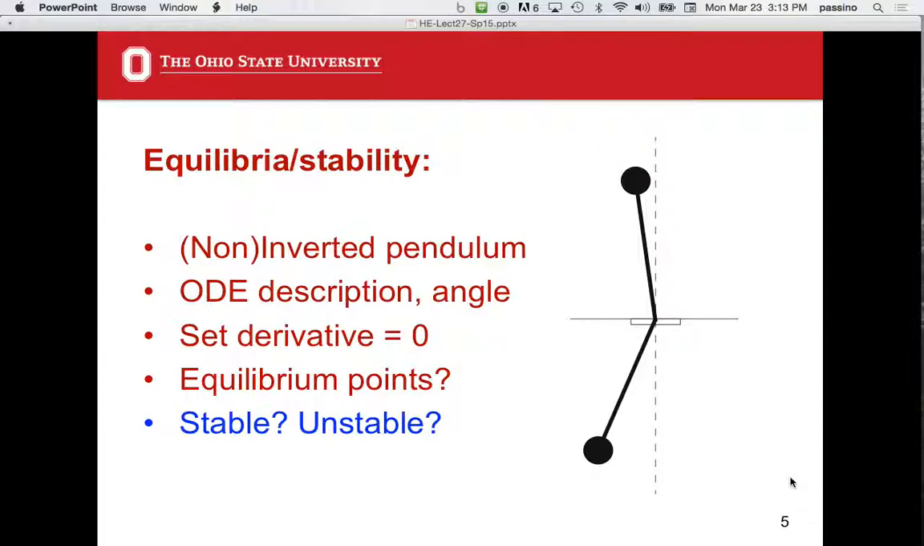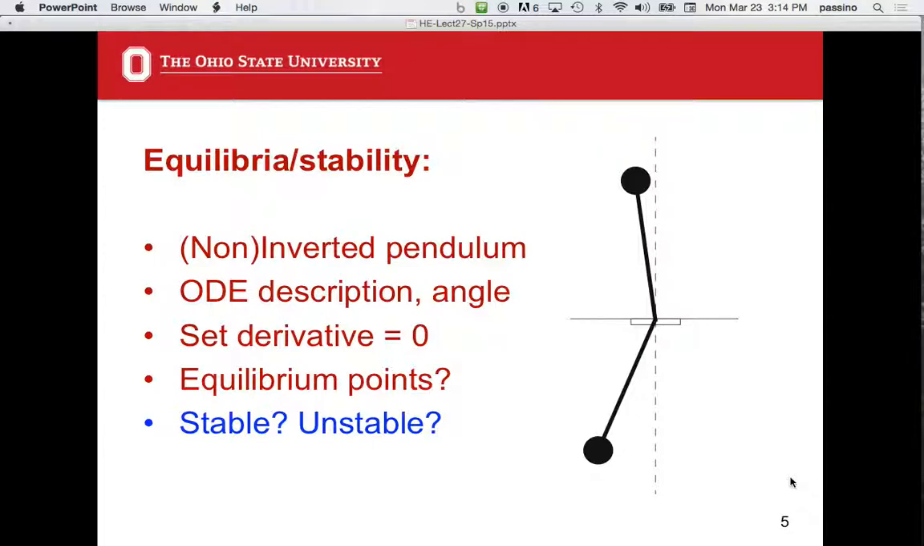So keep that concept in mind, that if it starts there, it stays there. That's what an equilibrium is. Now, interestingly, let's consider the other case. Flip it up. Now, if you put it right on that vertical, what's going to happen? It's going to stay there. Okay? What does that mean? It means an equilibrium also.